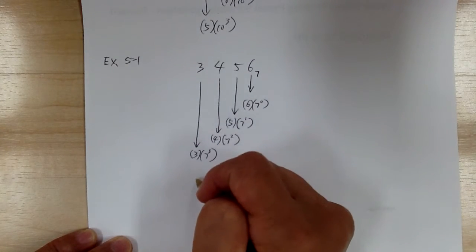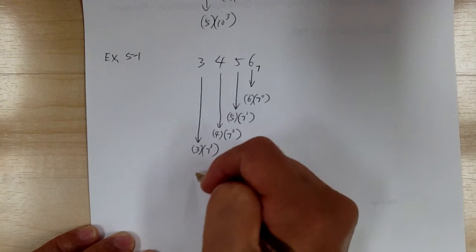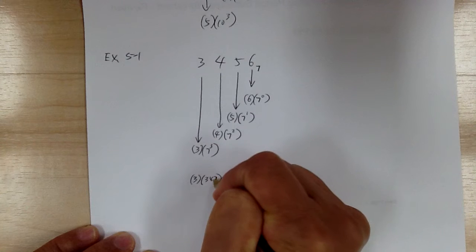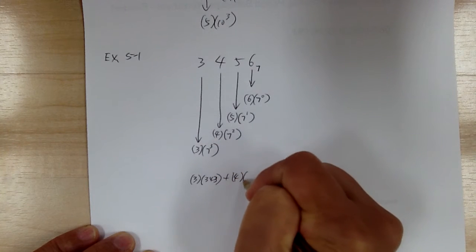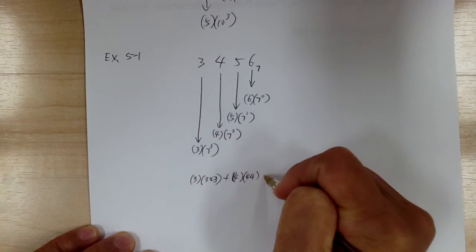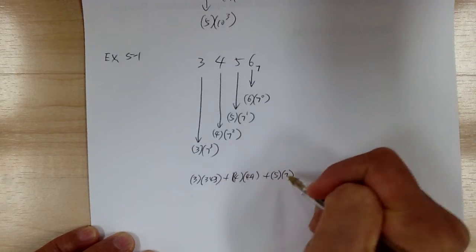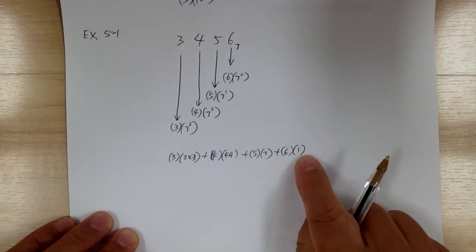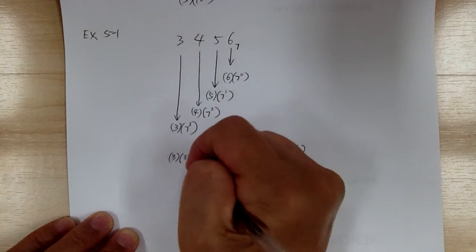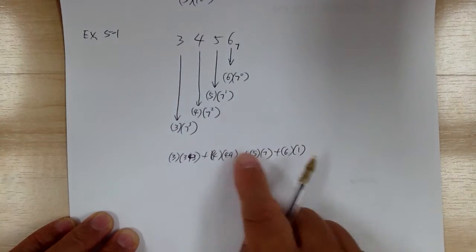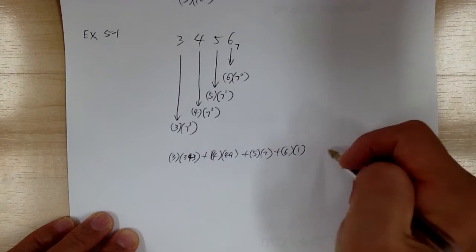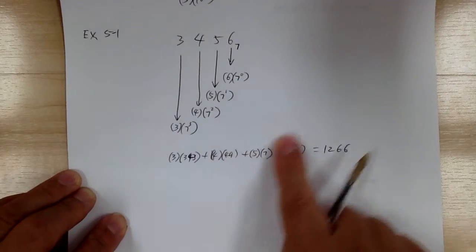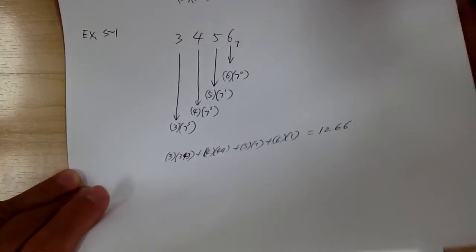So this one is equal to 3 times 343 plus 4 times 49 plus 5 times 7 plus 6 times 1. You notice 1, 7, 49, 343. You just keep multiplying by 7, and this will equal 1266. But this is a kind of cumbersome way to do it. There's an easy way to do this.